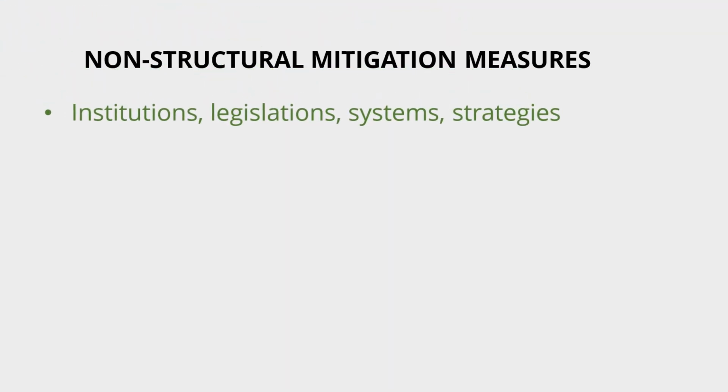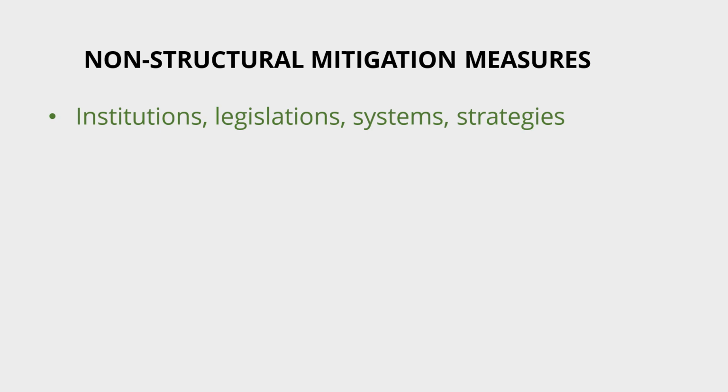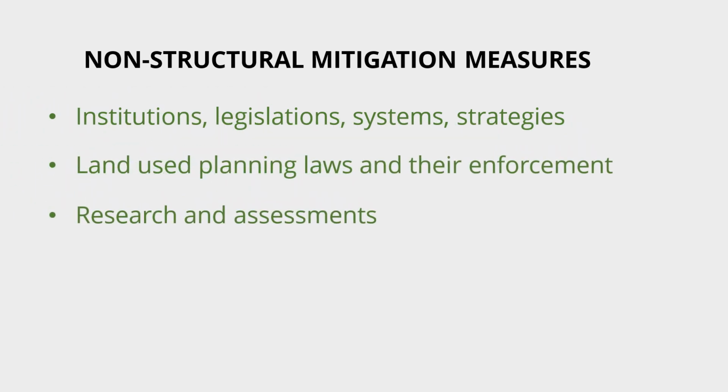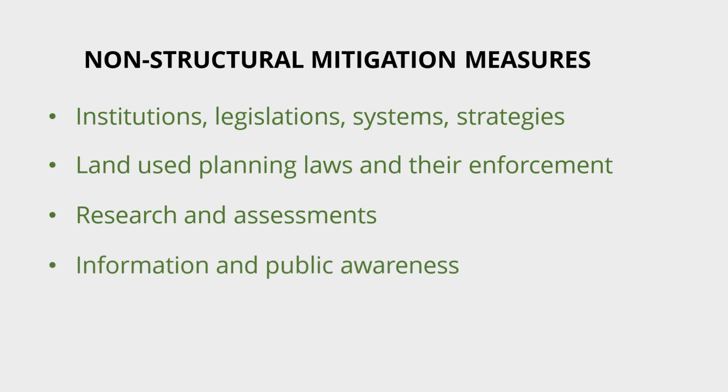Now, when we talk about non-structural mitigation measures, these can refer to institutions, legal systems, or strategies to mitigate the impact of disasters. This can also mean land use planning and its enforcement, research and risk assessments, understanding the potential impact, information and public awareness, and most importantly, a culture of safety.